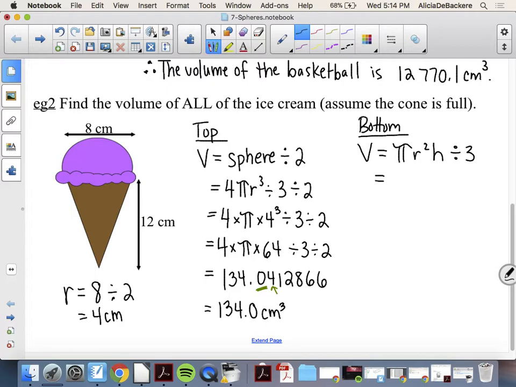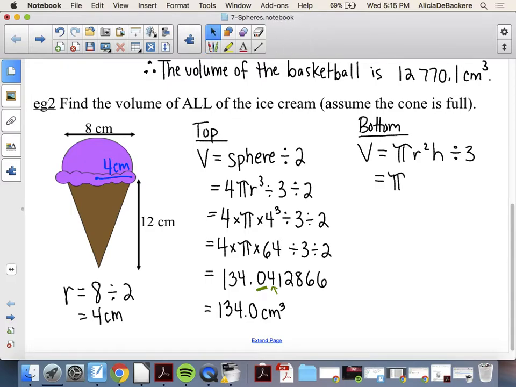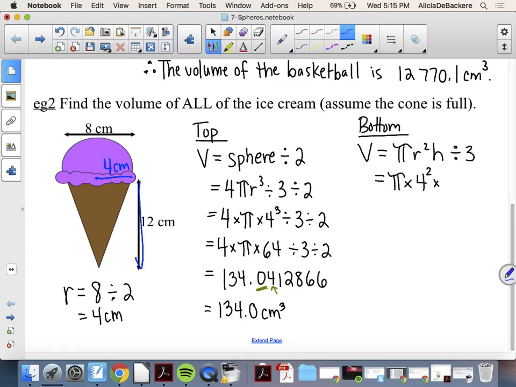Now I have the radius of my cone. The r number we already figured out was 4, and that is the same for the top of the sphere, but also for the top of the cone at the bottom. So I know that I'm going to do pi times the radius, which is 4 squared, times, now I need to figure out the height of the cone. So don't forget that's this line here, and the height of the cone I can see is 12. So I'll replace the h with 12, and then I'll divide by 3.